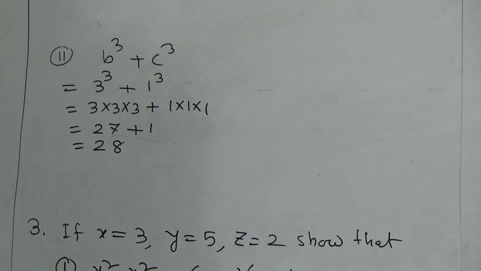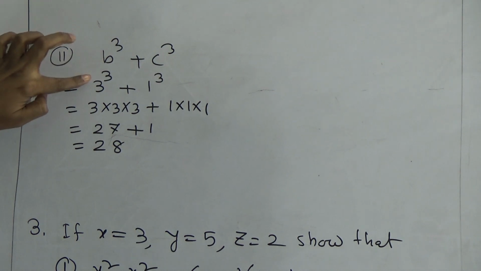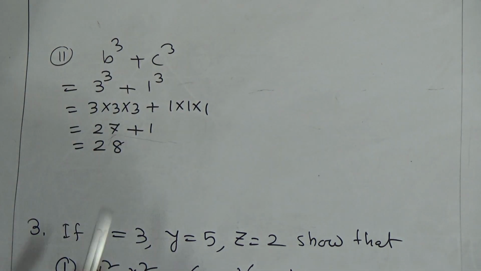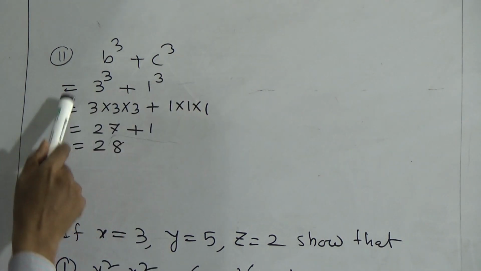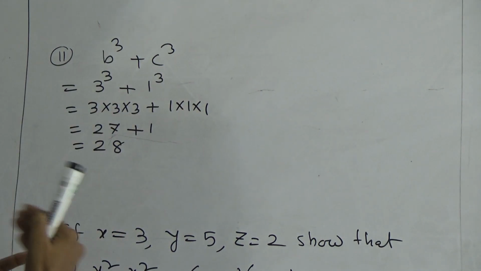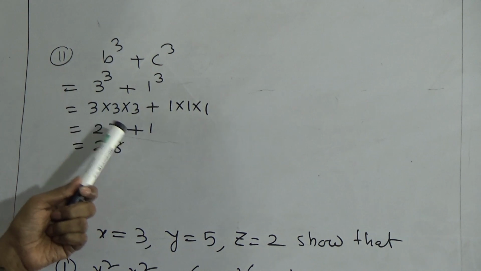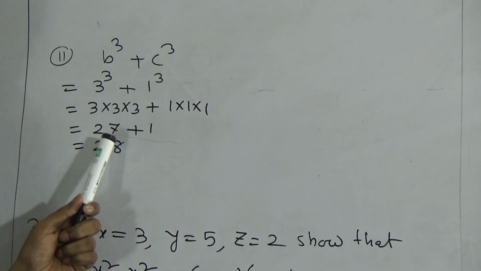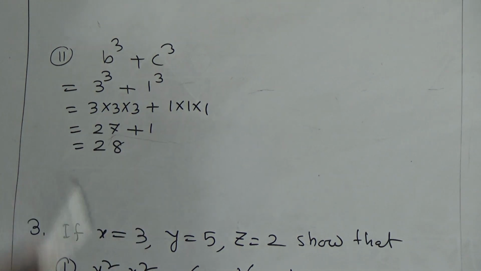Student, look here. You see b equals 3, then power 3, plus c equals 1, 1 power 3. 3 power 3 means 3 into 3 into 3. That means 3 threes are 9, 9 threes are 27, plus 1, 28. This is the result. Okay, student?